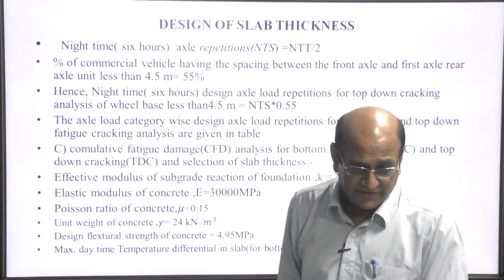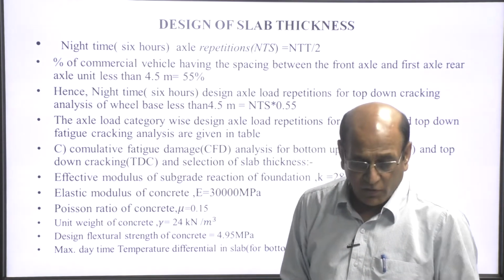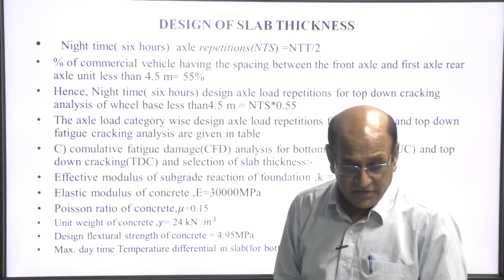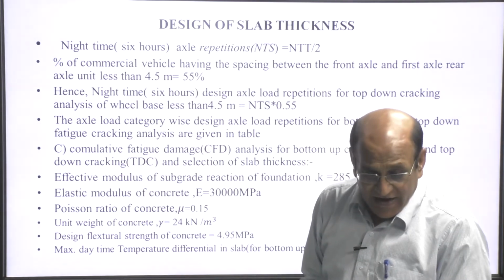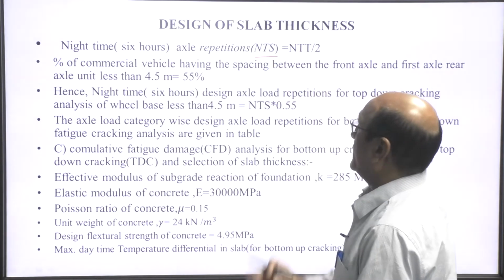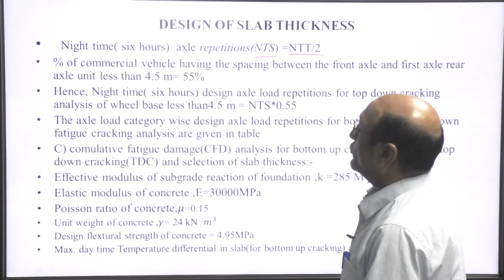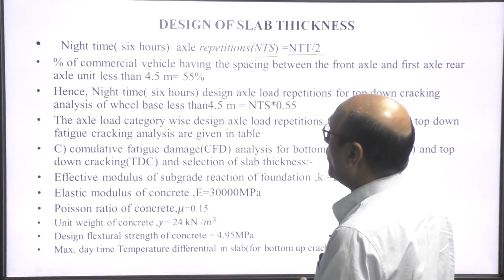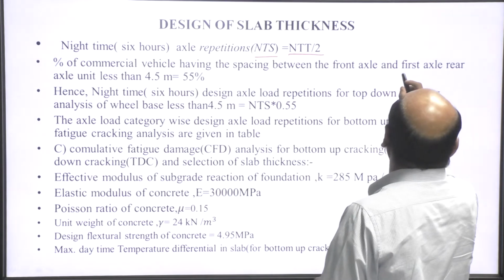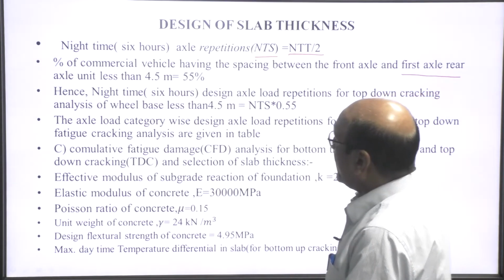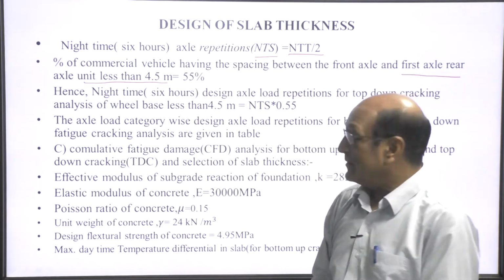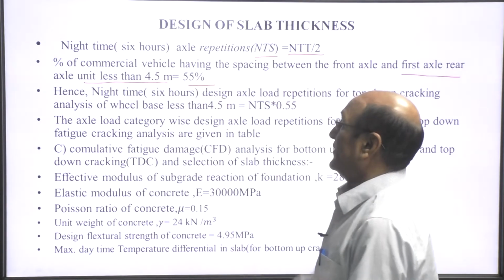Now, design of slab thickness, we are continuing. The night time 6 hours repetition, that is NTS, NTS for the 6 hours only, will be NTT divided by 2. Now, the percent of commercial vehicles having a spacing between the front axle and the first rear axle unit of less than 4.5 meter is given, and it will be 55%.